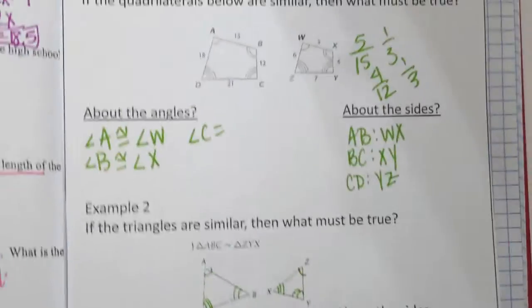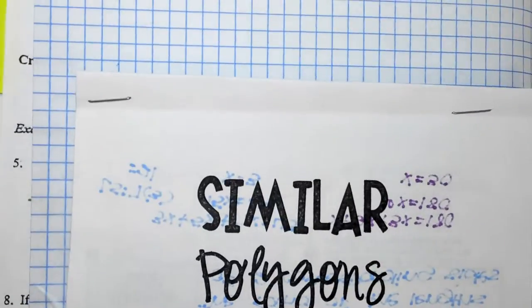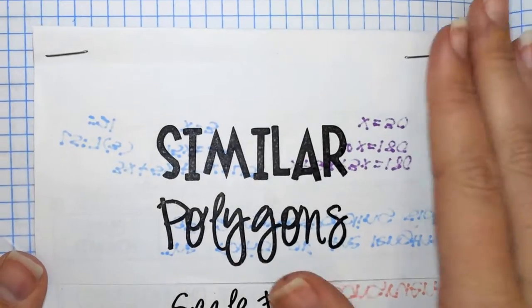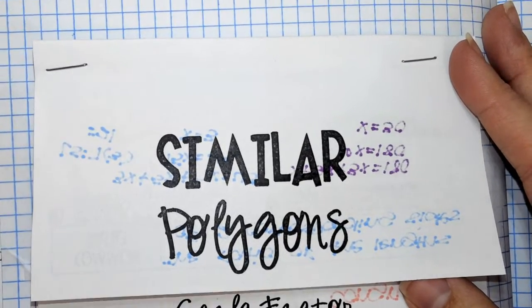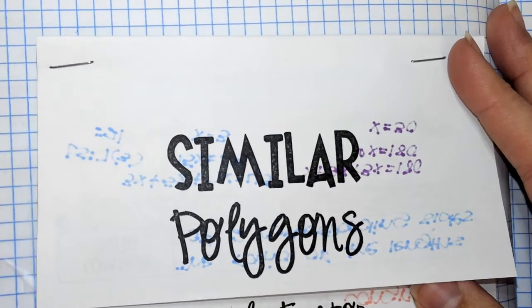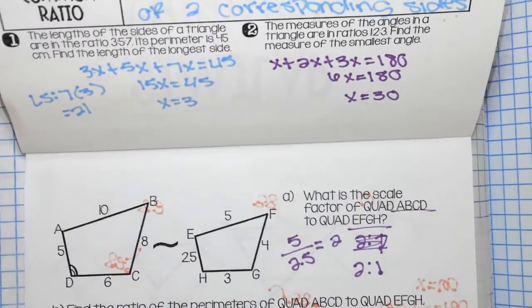Let's go to our new foldable that was created for us. Alright, so similar polygons have what kind of angles? Congruent angles. And they have what kind of sides? Proportional. Sides are not congruent. Open this, please.